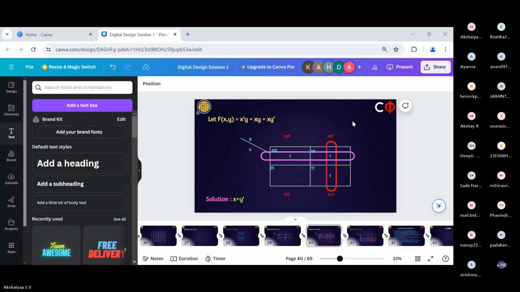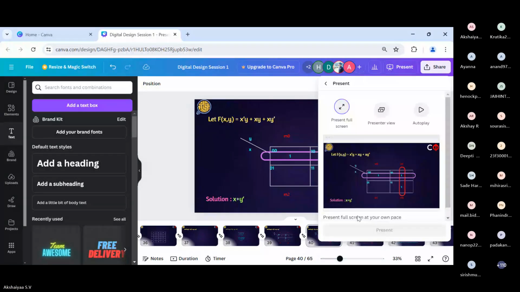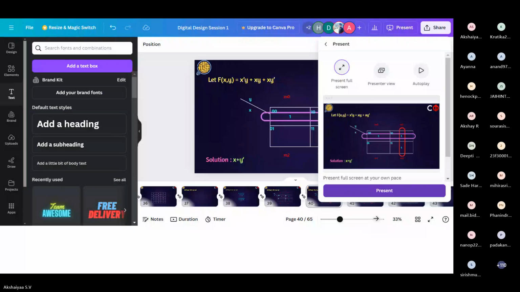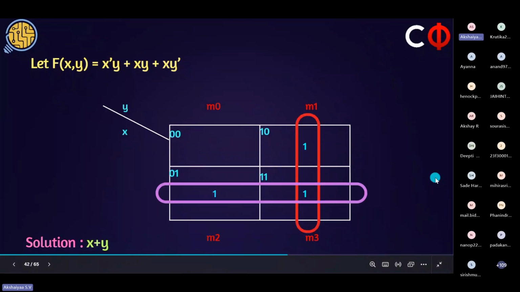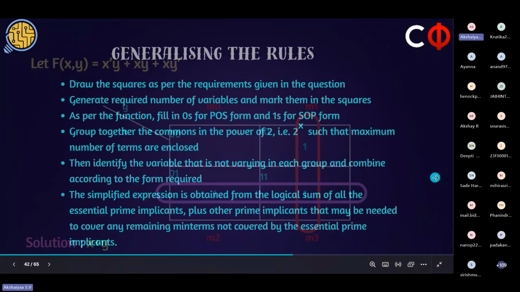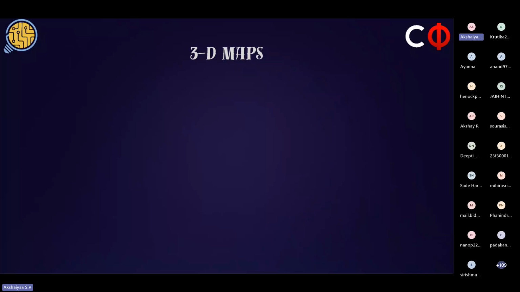I'm sorry. So we'll move on to 3D K-maps now. So with all of this clear, we'll go to 3D K-maps. So in 3D K-maps you're going to be having three variables, which I'm going to call X, Y, and Z. So how many unique terms can we generate here? We can generate 8 terms.